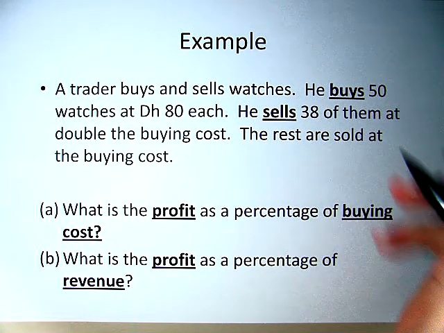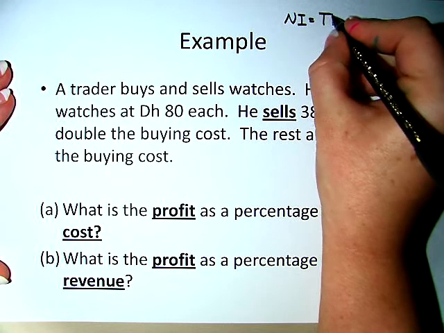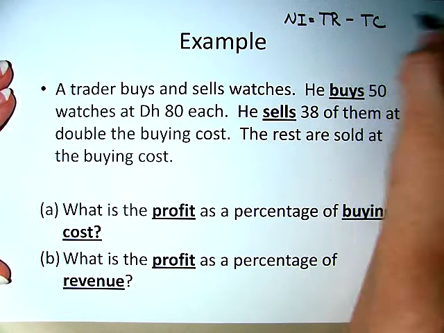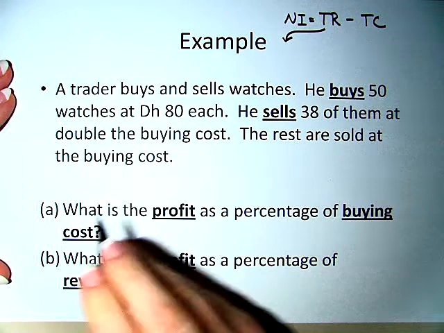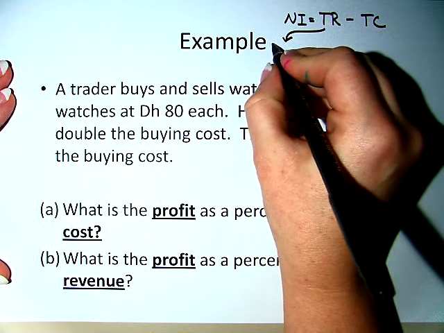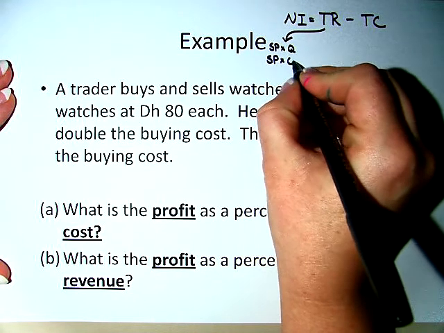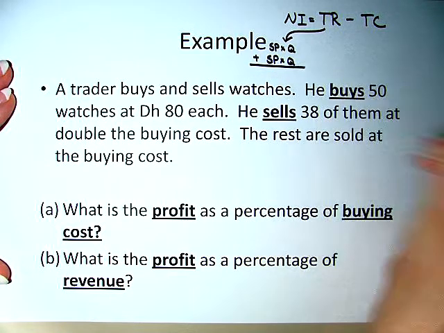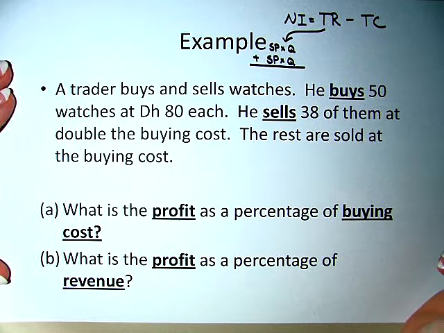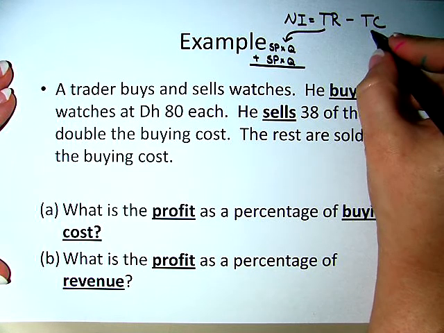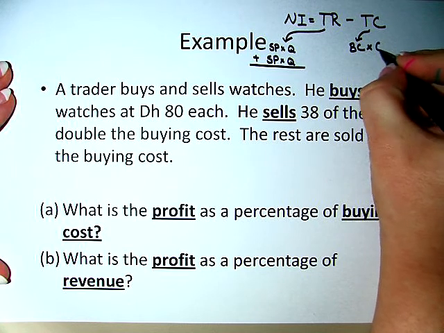So in order to do this, we need to figure out the net income. So net income is the total revenue minus the total cost. Now, the total revenue is two different things. You've got the selling price times the first quantity and the selling price times the second quantity, and then you have to add them together. The total cost is 50 watches at 80 dirhams each. So total cost is just the buying cost times the quantity.